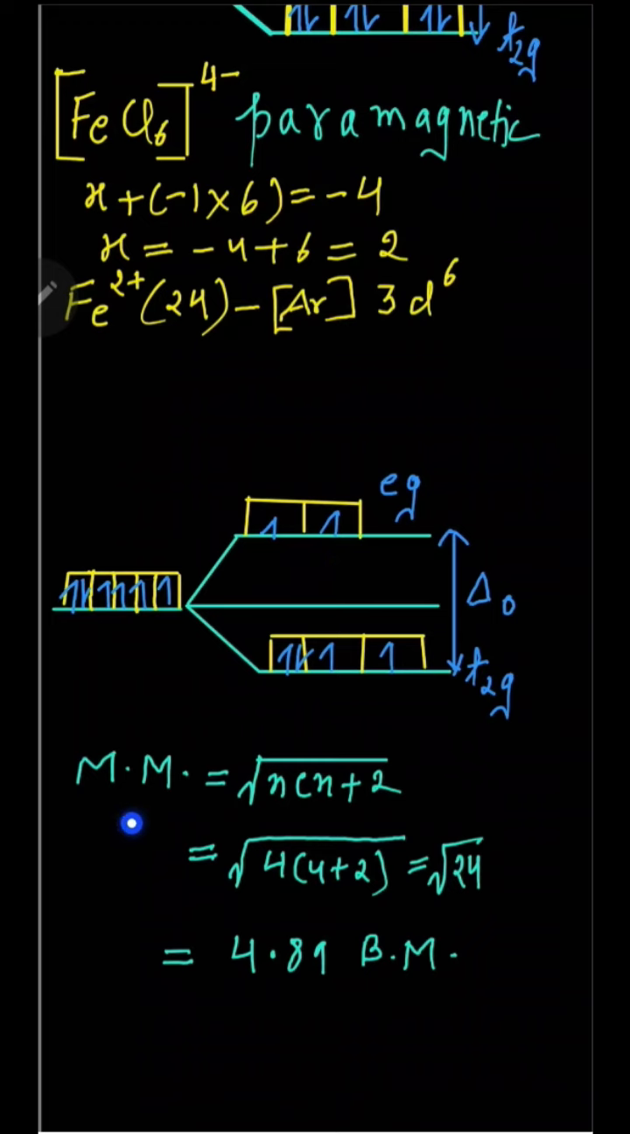And if we calculate the magnetic moment of this one, the formula of the magnetic moment is equal to √(n(n+2)). There should be a bracket here, right? And since n is 4, because 4 unpaired electrons are there, if you solve this out, you will get the magnetic moment of this as 4.89.